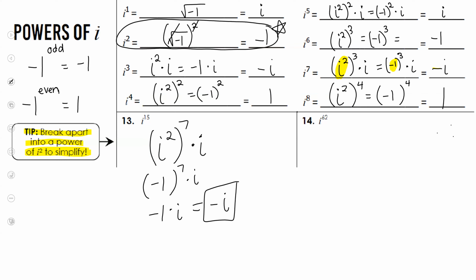The next example, I have I to the 62. I always start with I squared. What should I multiply by to get as close as possible to 62? Oh, that's exactly 62. 2 times 31 is 62. Perfect. So let's rewrite this. This will become -1 to the 31st power. And this is odd, so my answer is -1.